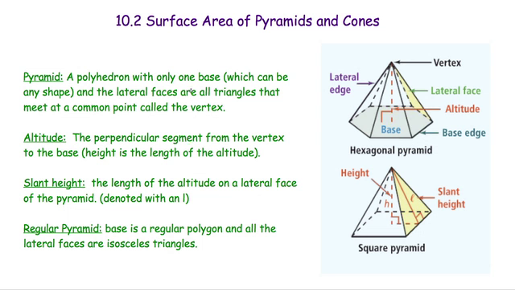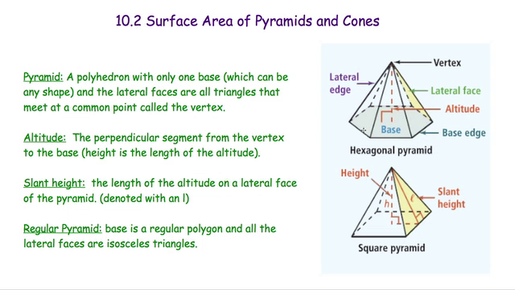A pyramid is a polyhedron, another three-dimensional figure, with only one base. So you can see it only has one base here. And the lateral faces are all triangles. Last time the lateral faces were rectangles, now they're all triangles, you can see. And they meet at a common point, the vertex, so everything collapses down. We have hexagonal pyramids, square pyramids, things like that.